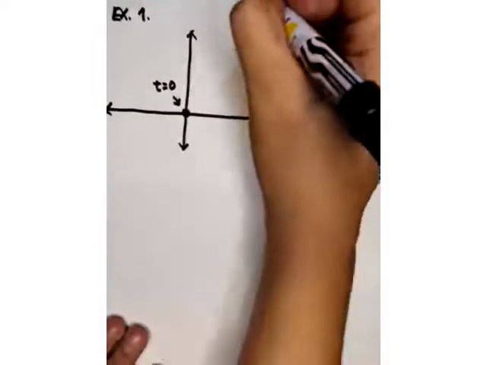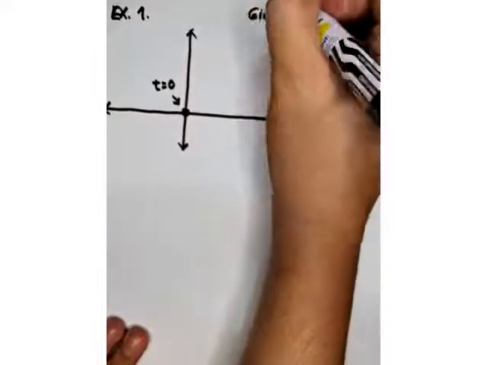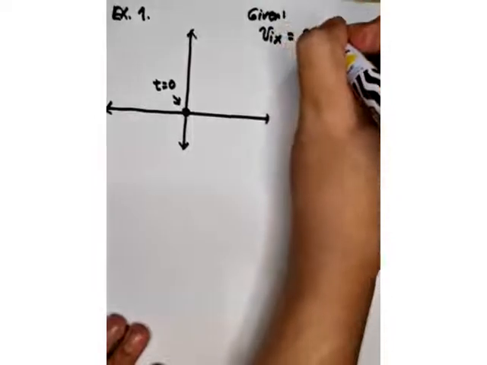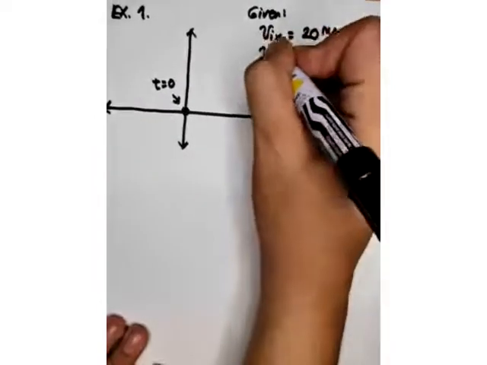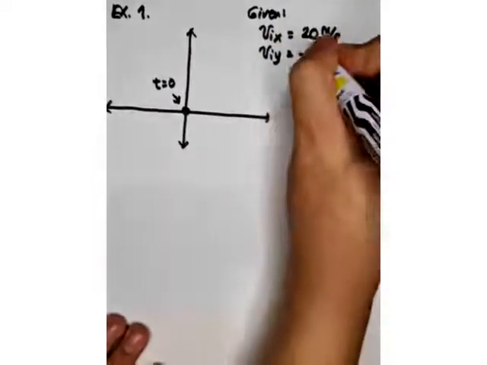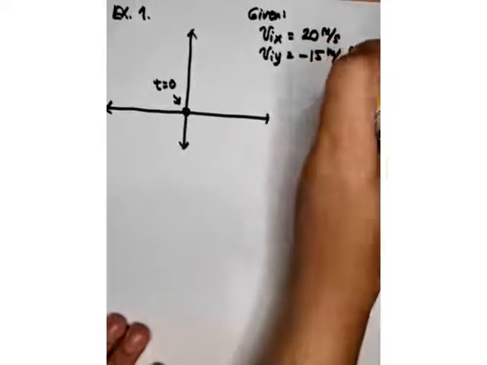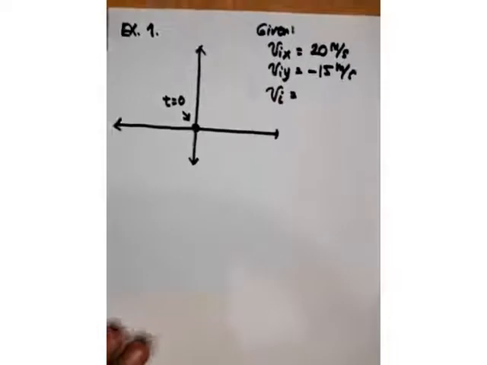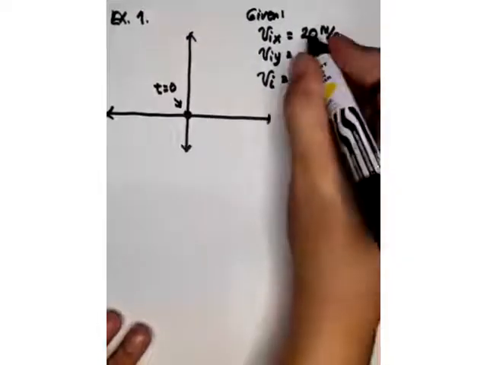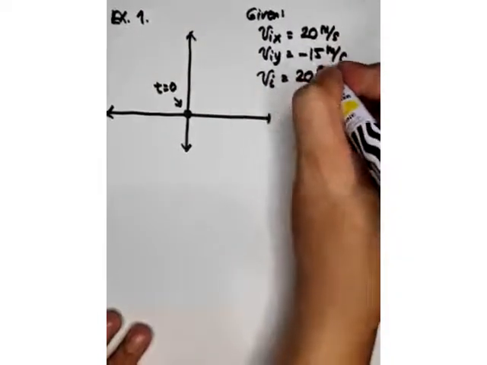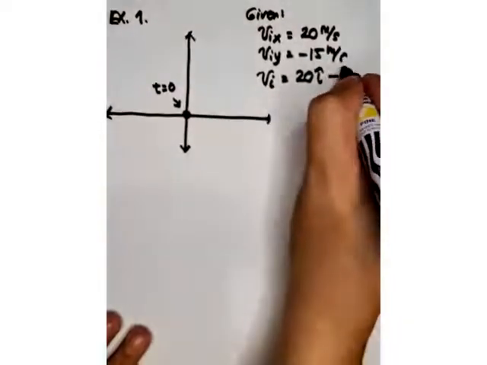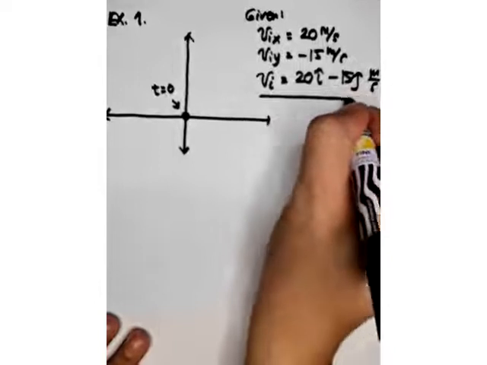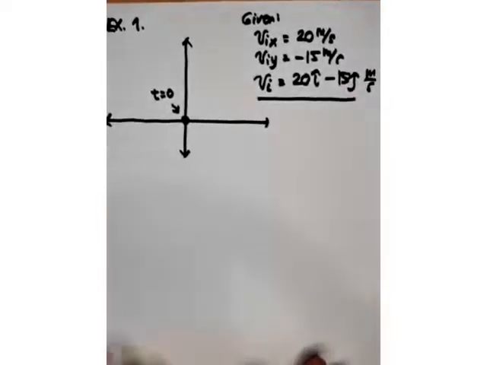So, ano ba yung given? We're given that the initial velocity along x is 20 meters per second and the initial velocity along y is negative 15 meters per second. So if we will write the initial velocity as a single equation, that's equal to 20i hat minus 15j hat meters per second. So ito yung ating initial velocity.